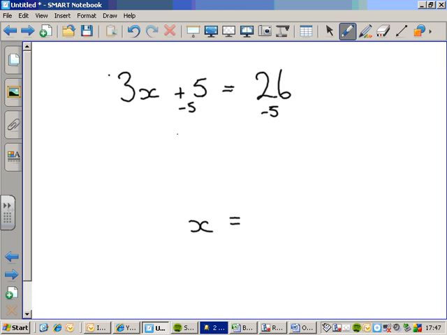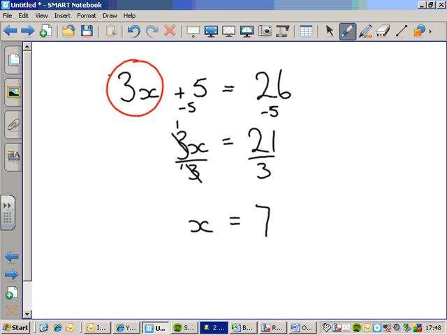So on the left-hand side, we have 3x left. And on the right-hand side, we have 26 minus 5, which is 21. Okay, so 3 lots of x equal 21. I want to know what 1 lot of x is worth. So if I divide my 3x by 3, that will tell me what 1 lot of x is. And if I divide the left-hand side by 3, I must do the same thing on the other side. 3 divided by 3 is 1, so that leaves us with 1x, or x. And 21 divided by 3 is 7. So we think x is 7.